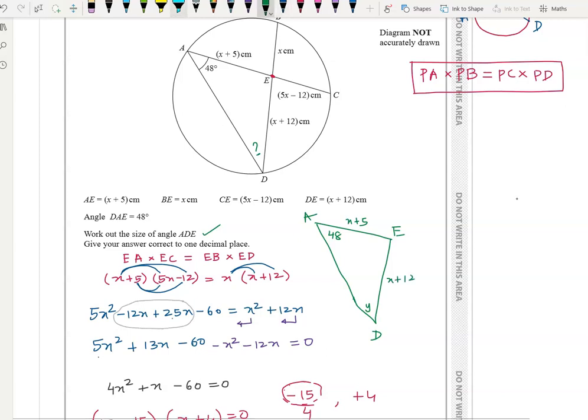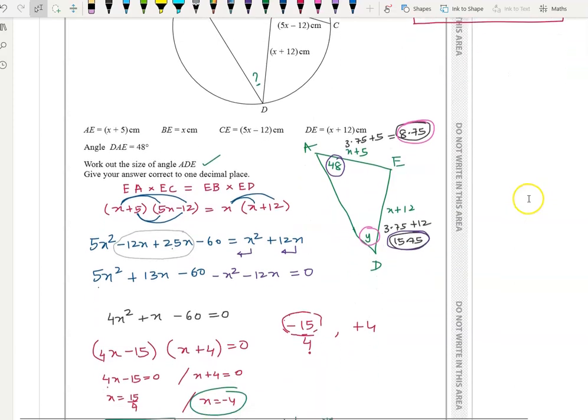Okay, so let's work out the sides now. The value of x is 3.75, so this will be 3.75 plus 5. So this side will be 8.75. And side DE again 3.75 plus 12, so it will become 15.75. Now we can use the sine rule. So let's match the pairs. For 48, the opposite is 15.75, and for y, the opposite is 8.75. So we need to find the value of y. So we'll use the sine rule.